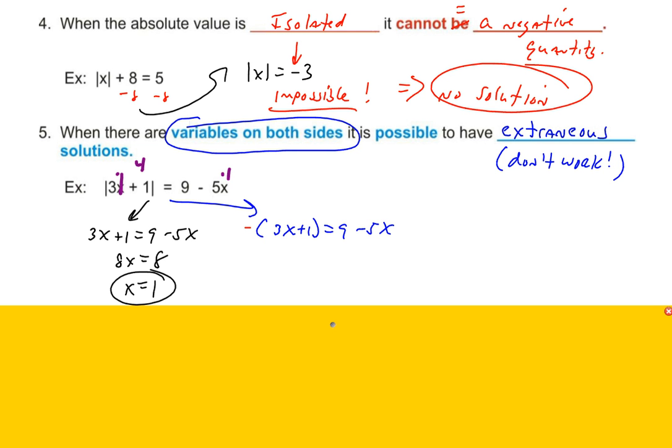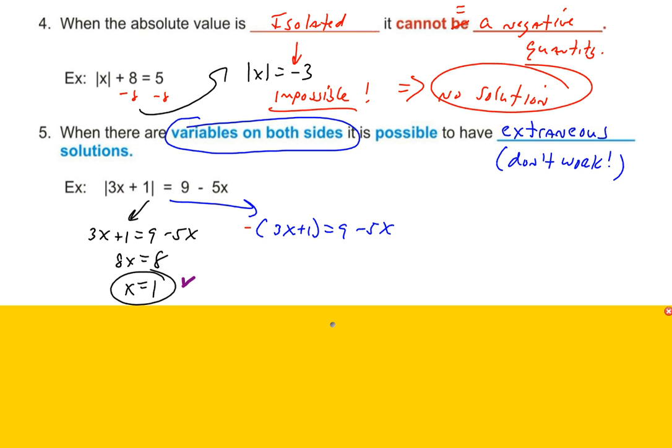Put 1 in for this x. 5 times 1 is 5. 9 minus 5 is 4. It worked, didn't it? That one's good to go. We like that one. And again, you just got to check. That one worked.